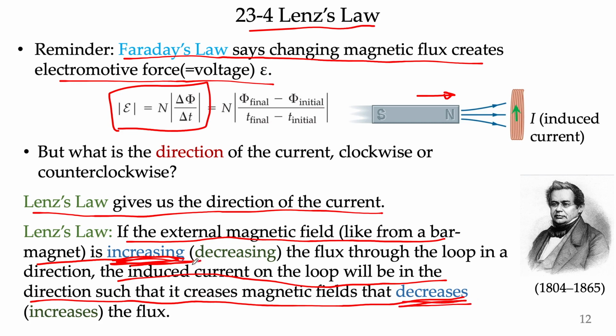What if the flux from the bar magnet is decreasing? Then the coil tries to increase the flux. I'm going to show you the examples and you will get it better, but basically the coil is trying to oppose whatever the bar magnet is doing. So this is the summary of it. Let's see some examples.